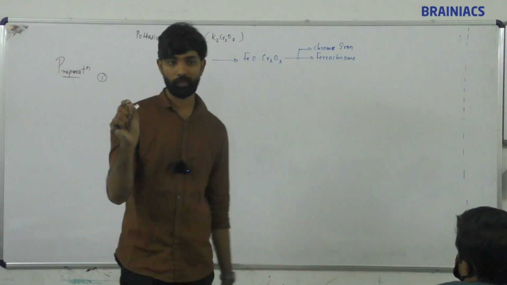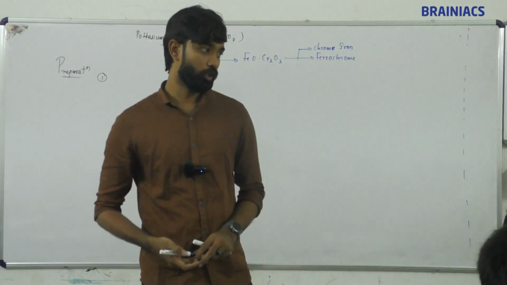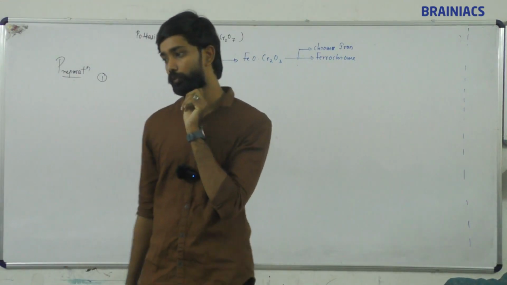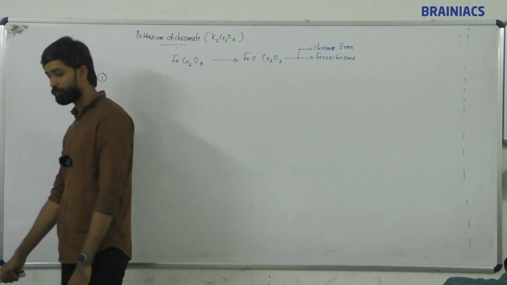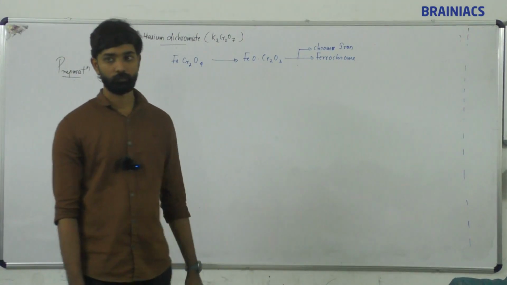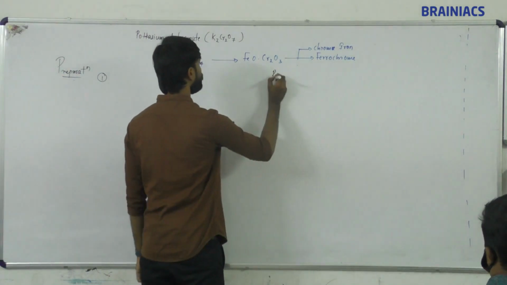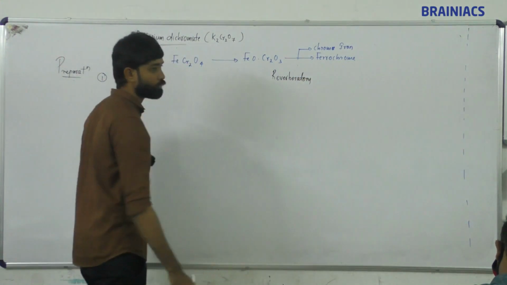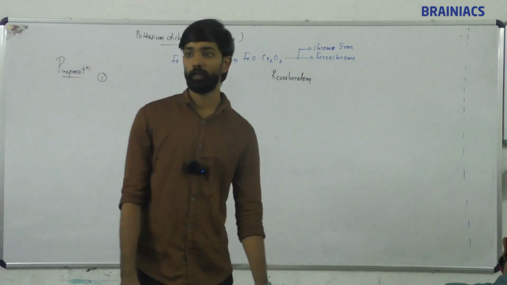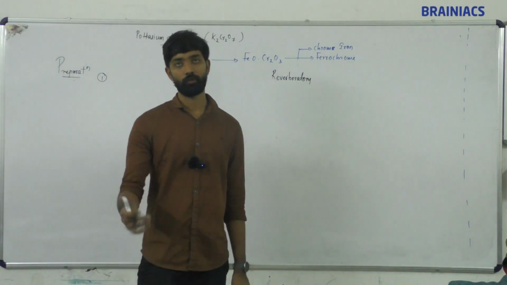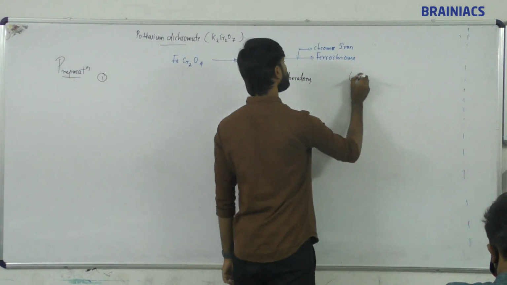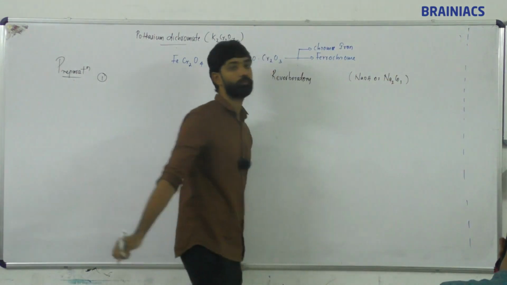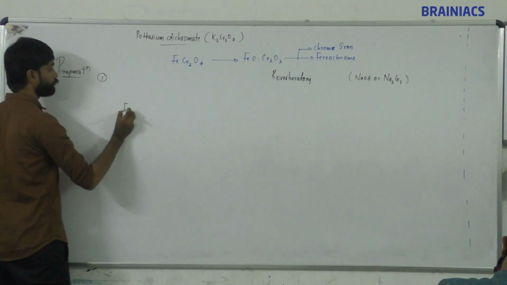So write a small description. Roasting of chromite ore in reverberatory furnace, in presence of alkali like NaOH or Na2CO3.